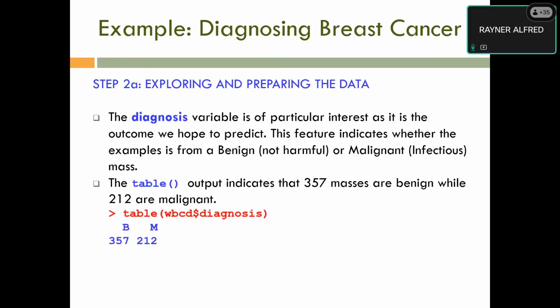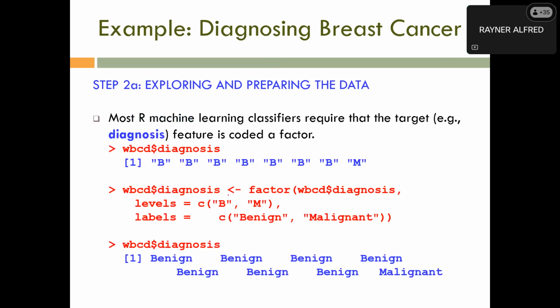And if we look at the distribution of the label that we have here, we have around 357 samples belonging to B or benign, and 212 belonging to malignant. So these are the two labels that we have. We also look at the label that we have here.